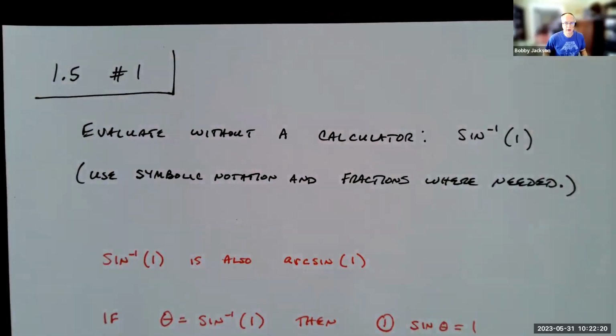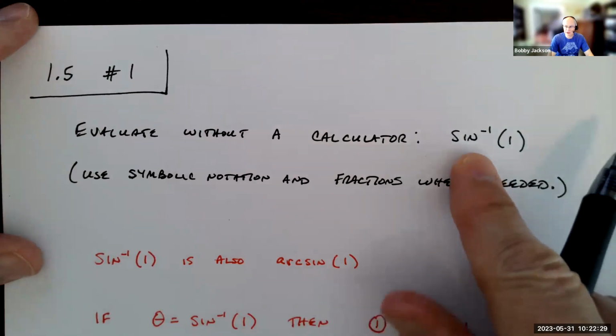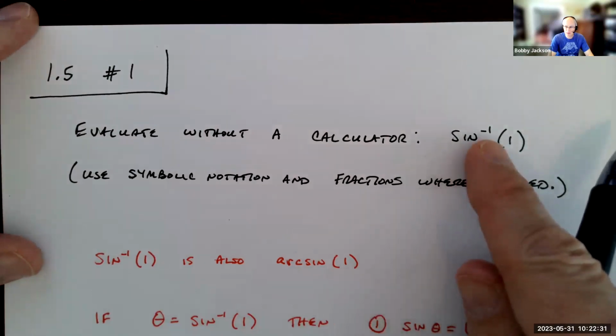Hey everyone, we're going to look at number 1 and 2 from section 1.5 in Achieve. We're to evaluate this expression without a calculator. So what is that? Sine with a -1 exponent?